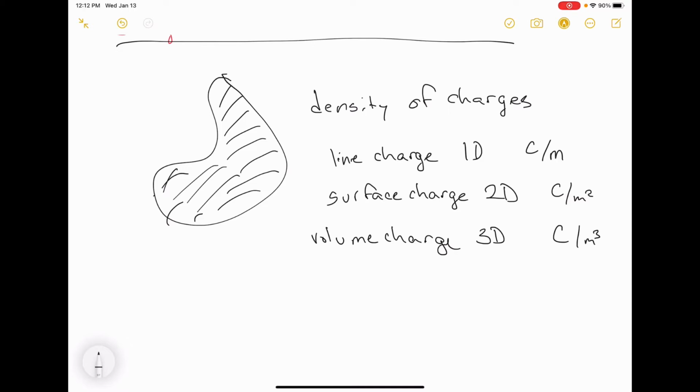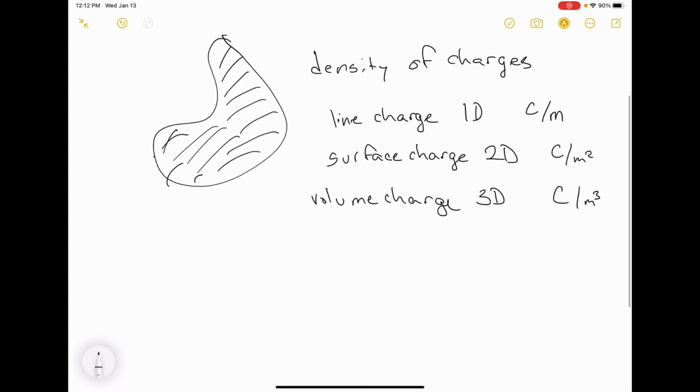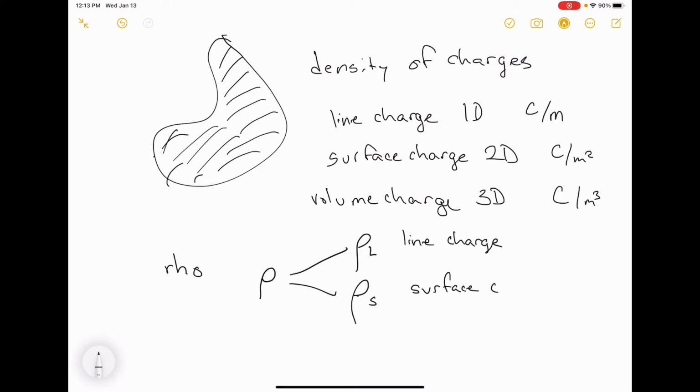Now we use the symbol rho, which is spelled R-H-O, but is written rho like that, to denote a charge density. It also has other possible meanings at different times. So when we're talking about charge density, we talk about rho L for a line charge, rho S for a surface charge, and rho V for a volume charge.